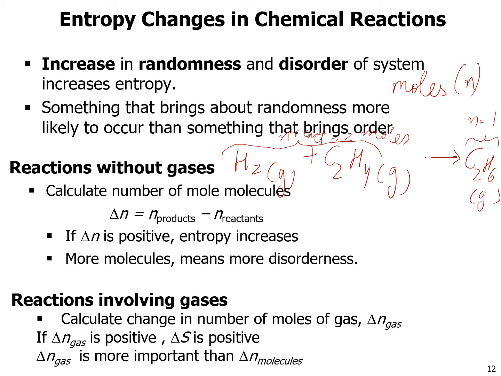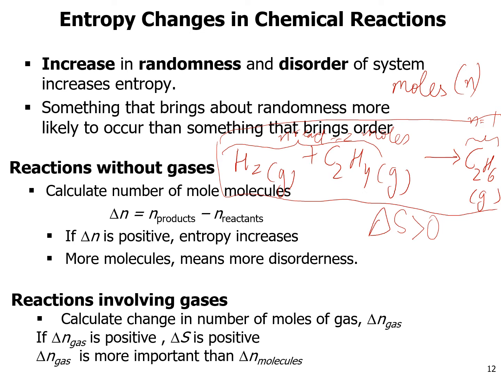So now if you're given a chemical reaction like this, how can you predict if a reaction is going to be increasing the entropy of the system, or if delta S is going to be higher than 0, or if delta S is going to be lower than 0? You basically look at the change in the number of moles of the particles. So you calculate the change in the number of moles of molecules, which is n of products minus n of reactants. If this change in n is a positive number, that means entropy is increasing. If this change in n is a negative number, that means entropy is decreasing, right?